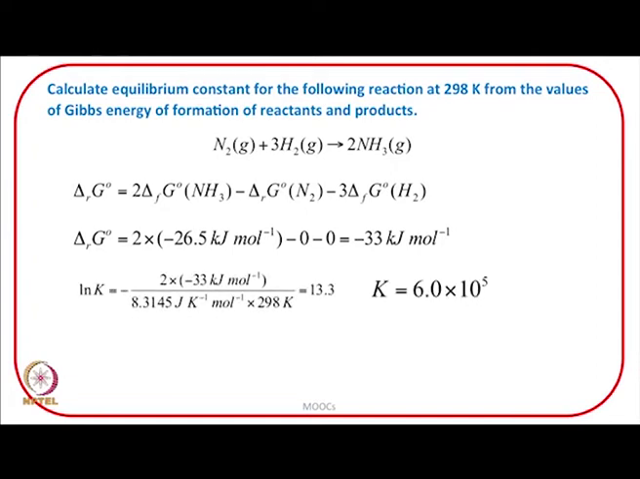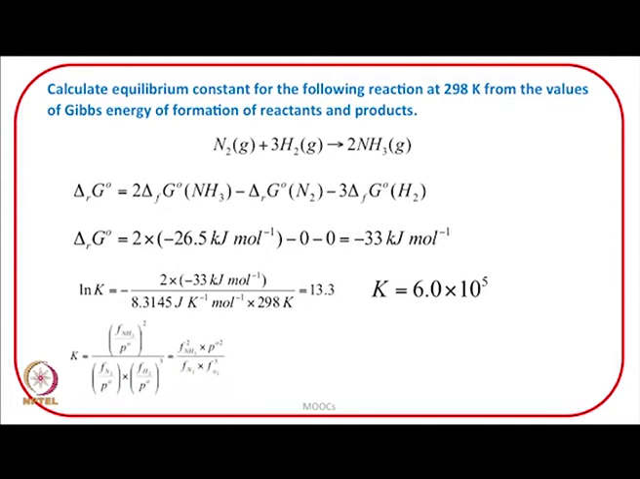And once you substitute into delta G naught is minus RT log K and get the value of log K, hence the K turns out to be 6 into 10 raised to the power 5. The formula that has been used here is delta G naught is minus RT log K. So, log K is minus delta G naught by RT, and substitute the appropriate values.